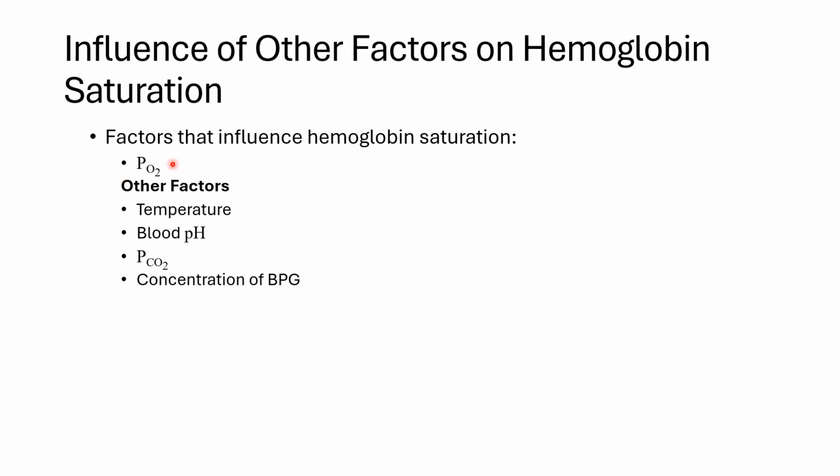So there are other factors, and these factors are temperature, the blood pH, the blood carbon dioxide, and the concentration of bisphosphoglycerate. What is this? This is a chemical substance which is formed in the metabolism of glucose.